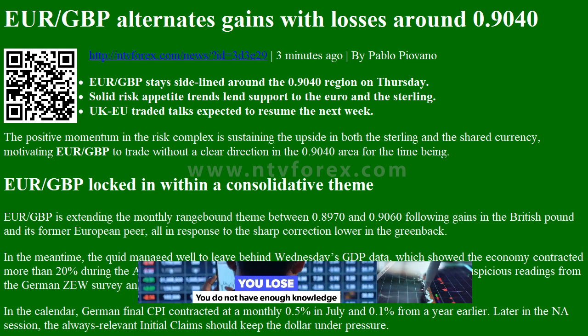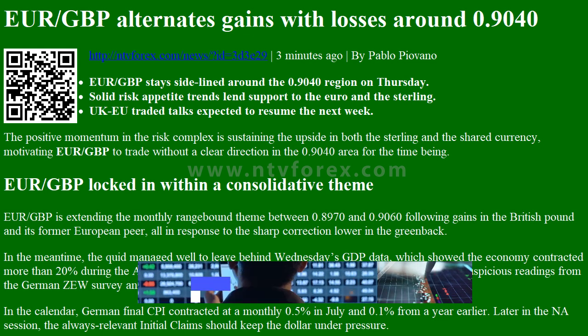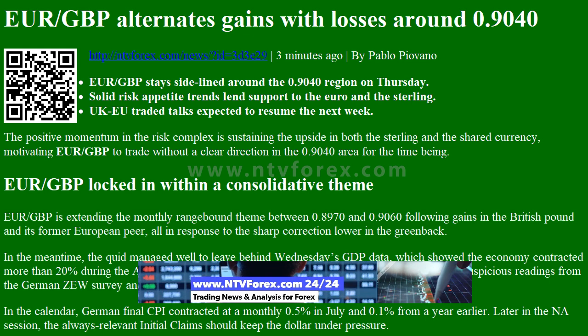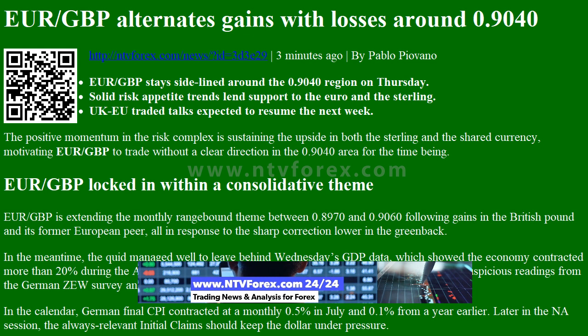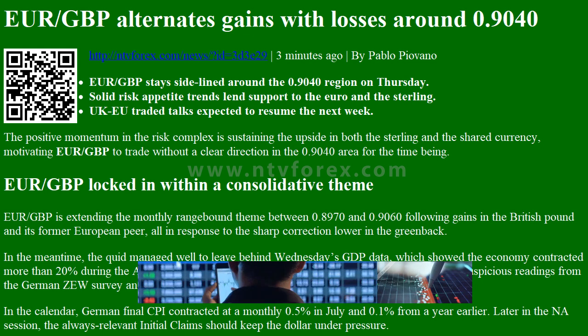www.ntvforex.com. Euro GBP alternates gains with losses around 0.9040. News ID 3D3E29, 3 minutes ago by Pablo Piovano. Euro GBP stays sidelined around the 0.9040 region on Thursday. Solid risk appetite trends lend support to the euro and the sterling. UK-EU trade talks expected to resume next week.